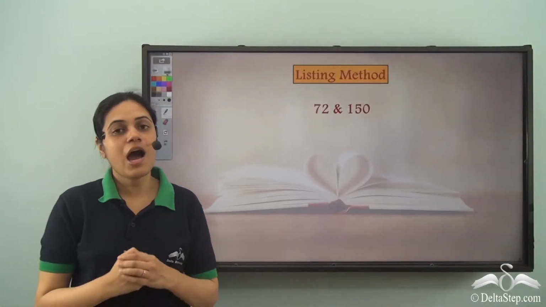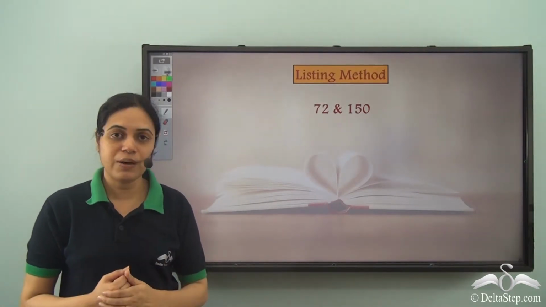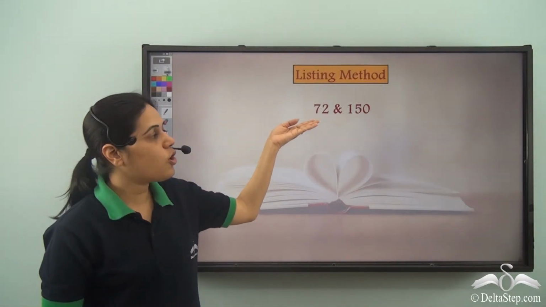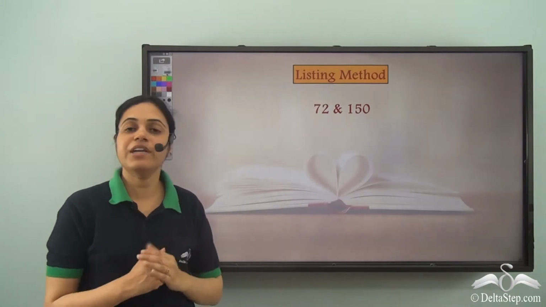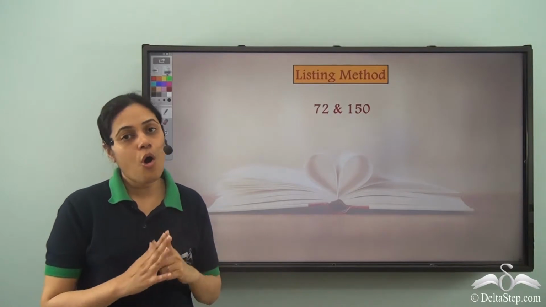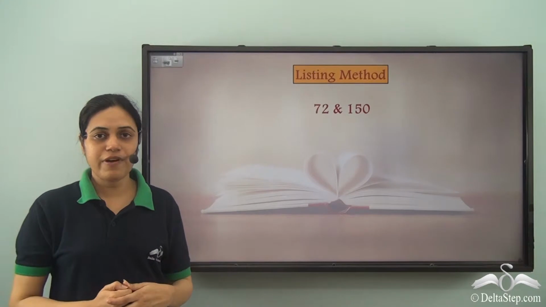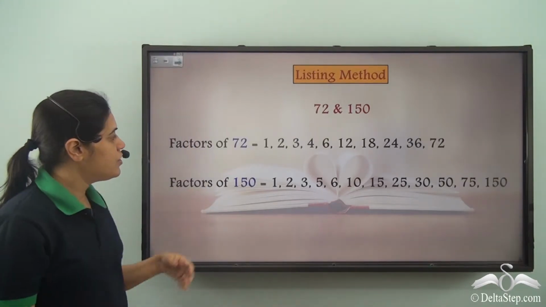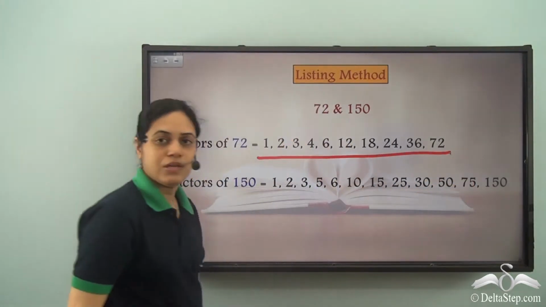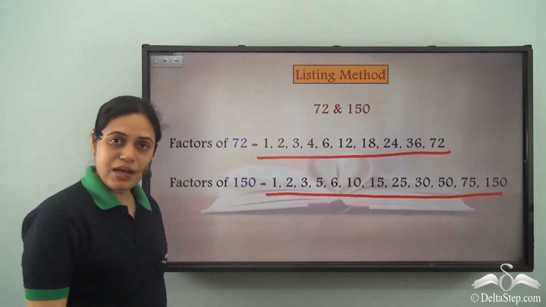You have also learned how to find the common factors. We can find the common factors of two numbers by the listing method. Suppose I want to find the common factors of 72 and 150. I can write down all the factors of both the numbers and then compare to see what the common factors are. So factors of 72 are these numbers and factors of 150 are these numbers.